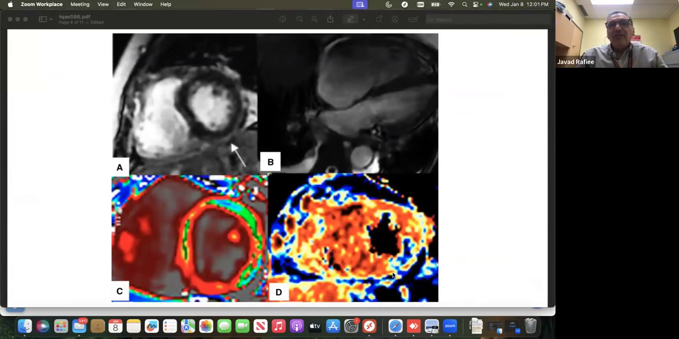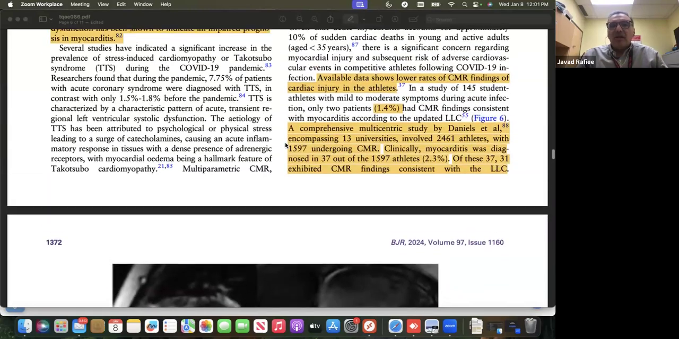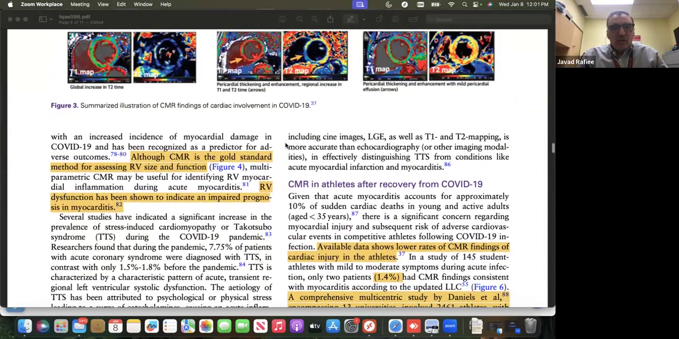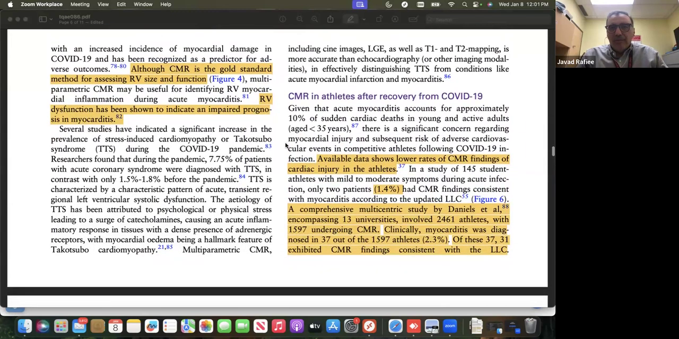Here is another patient where you see the dilated right ventricle associated with the subepicardial enhancement. There is another important part of COVID-19 in the athletes. Given that myocarditis accounts for about 10% of sudden cardiac death in young and active adults, there was very significant concern about the consequences of COVID-19 in young and very active adults.